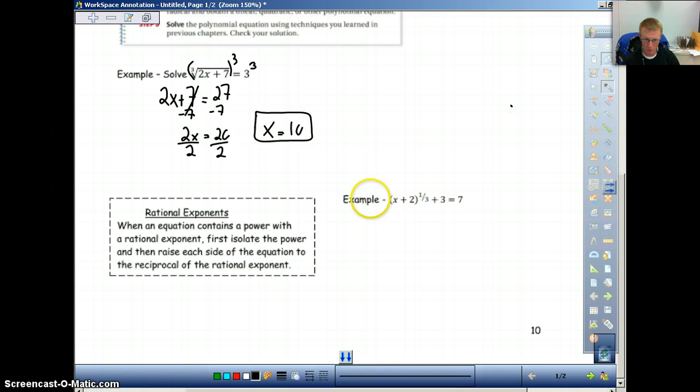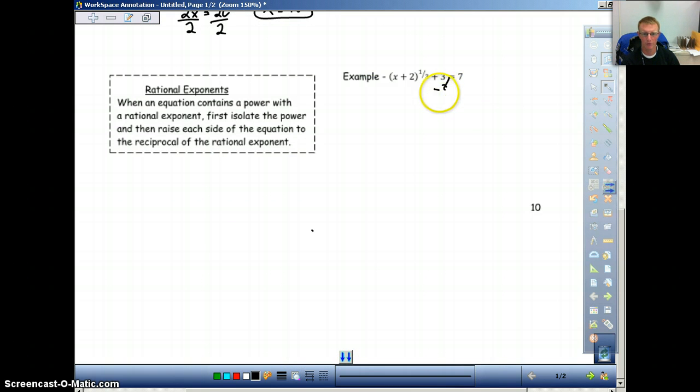Okay, so let's get right into this example. Again, the first thing we have to do is make sure that this part is isolated. So we have to get rid of our 3. So we will first minus 3 from both sides. Minus 3, minus 3. So this will end up being 4. So we have x plus 2 to the 1/3 power equals 4.